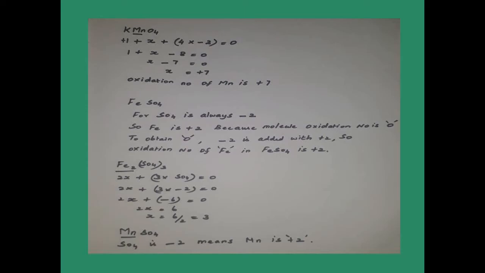Here the ferric sulfate iron oxidation number is +3, and MnSO4, I underlined manganese. We have to find out the oxidation number for manganese. I already told you the sulfate oxidation number is -2, so the manganese now possesses +2.